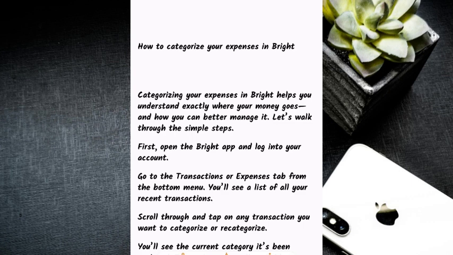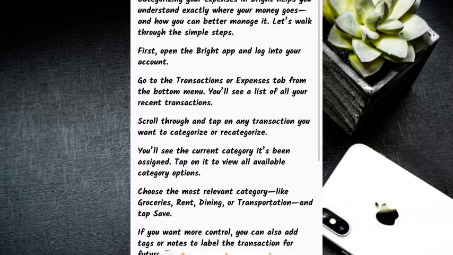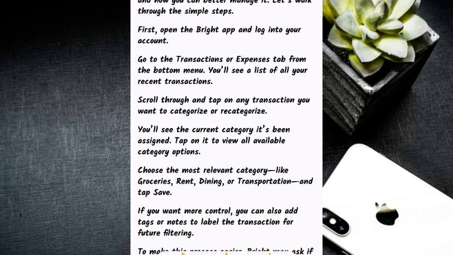First, open the Bright app and log into your accounts. Go to the transactions or the expense tab from the bottom menu. You're going to see a list of all your recent transactions. Scroll through and tap on any transaction that you want to categorize or recategorize.